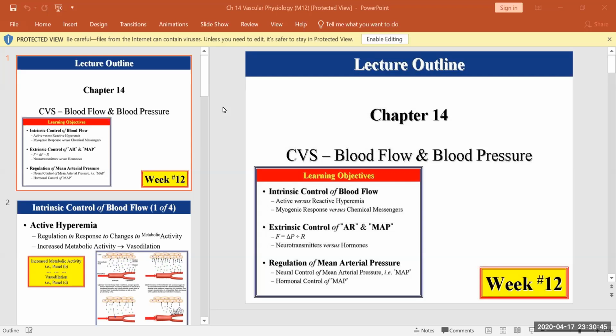Hi again, guys. So on the menu now is chapter 14. We're going to basically pick up where we left off from chapter 13, cardiac function. Today it's about the vascular system, specifically blood vessels.